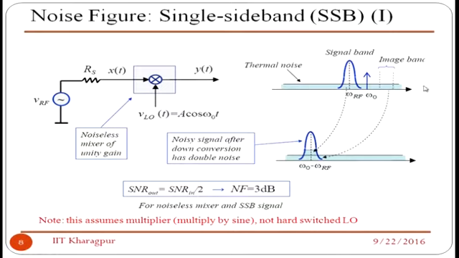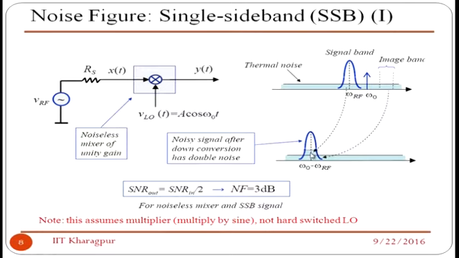And the white noise is all pervading. So white noise is spread from minus infinity to plus infinity. So the white noise from the sideband is added here, plus the white noise that is folded from the image band will also be added here. Yes or no?